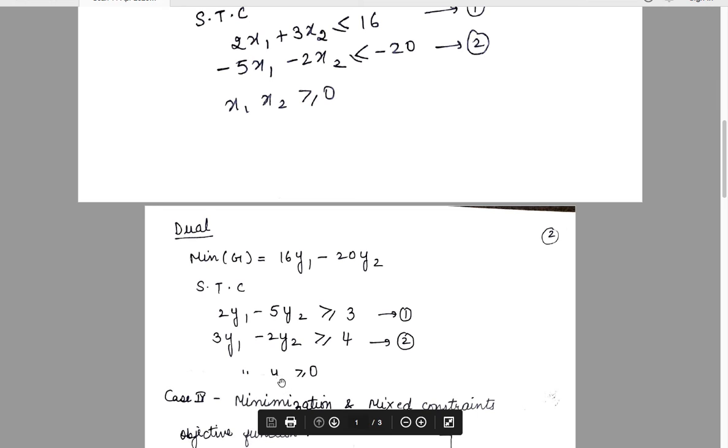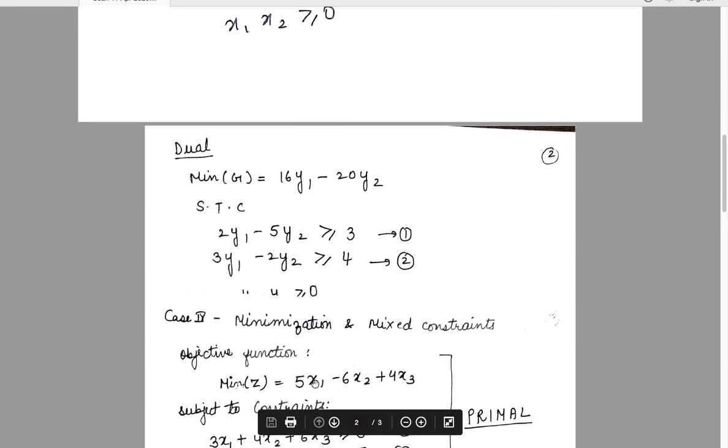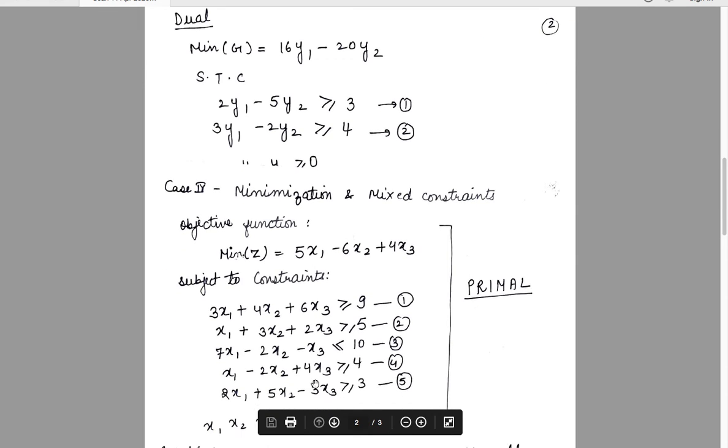And now the non-negativity condition will be y1, y2 greater than equals to 0. There is some misprint. Values here are y1 and y2 greater than equals to 0. So this was case 3. I hope it is clear. Now we will proceed to case 4.